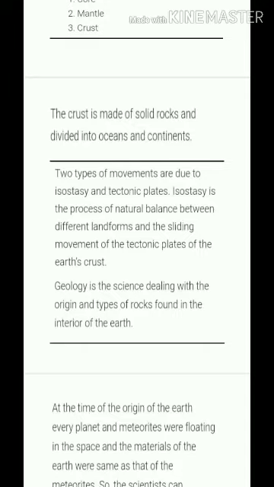The crust is made up of many kinds of rocks, and the density of rocks increases with an increase in depth. Two types of movements are due to isostasy or tectonic plates. Isostasy is the process of natural balance between different landforms, and the tectonic plates move with a sliding movement in the earth's crust. Geology is the science dealing with the origin and types of rocks found in the interior of the earth.